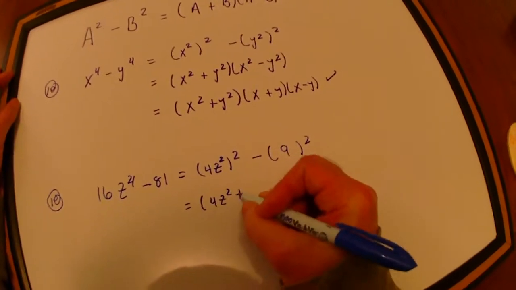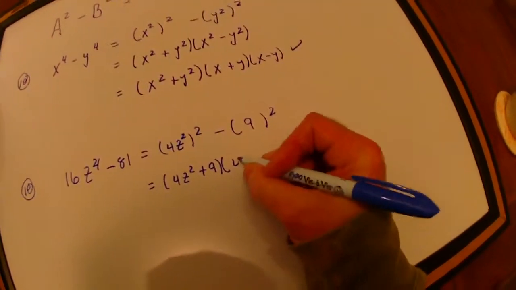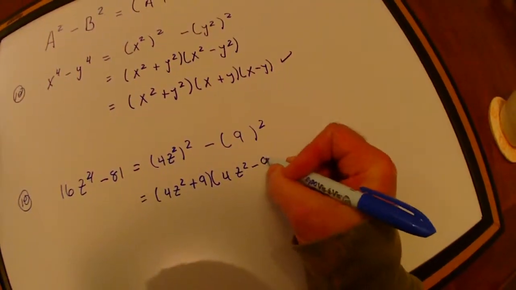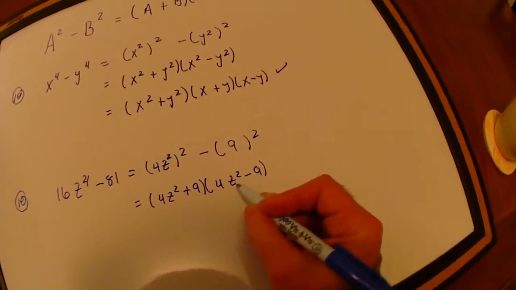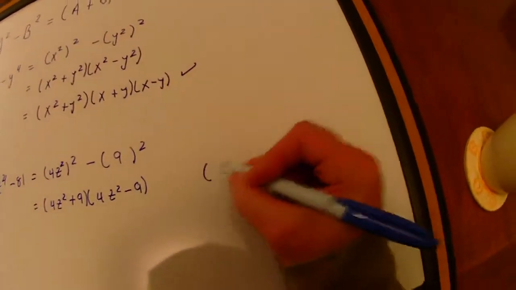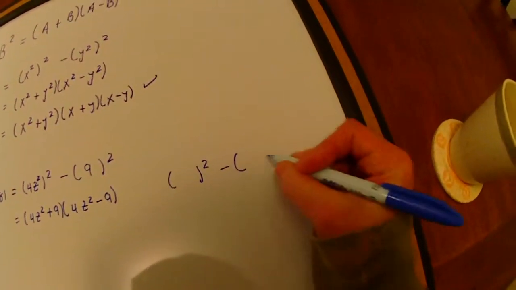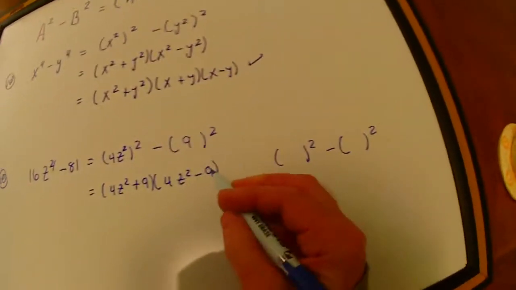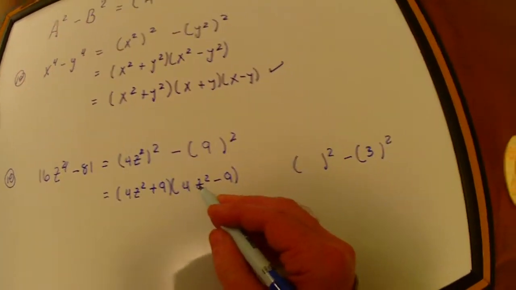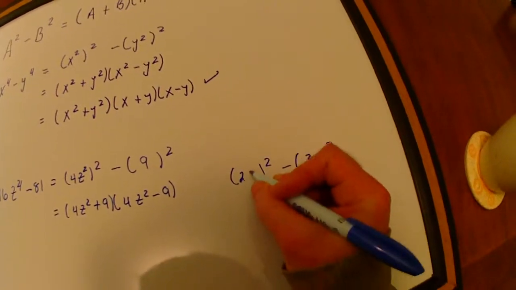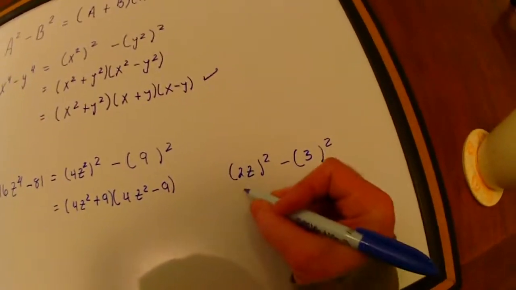4z squared plus 9, 4z squared minus 9. Now this is a sum of squares and it doesn't factor, but this will be a difference of squares. So off to the side here, again I'll practice, this is squared minus squared. What squared is 9? 3. And then what squared would be 4z squared? And the answer is 2z quantity squared.